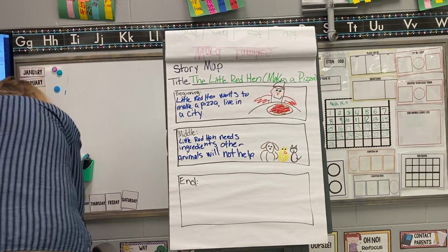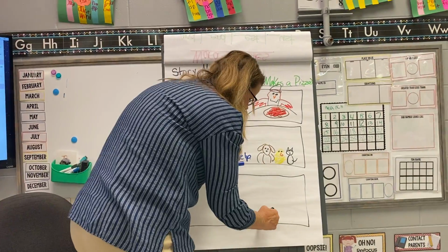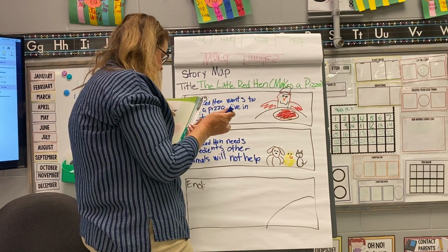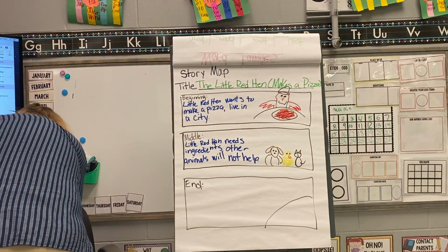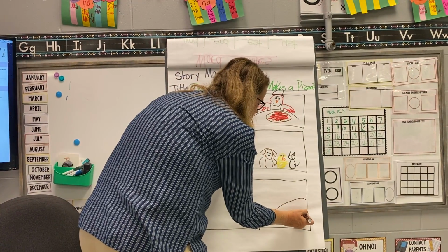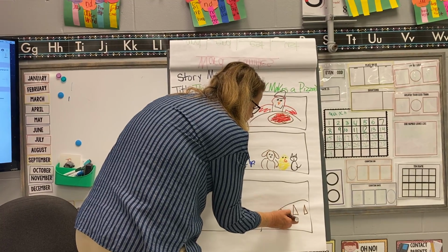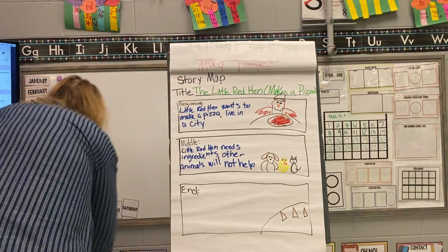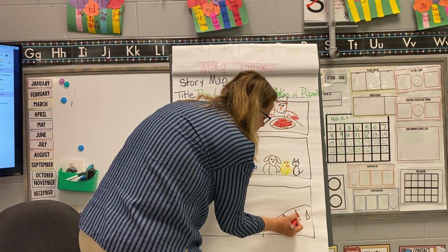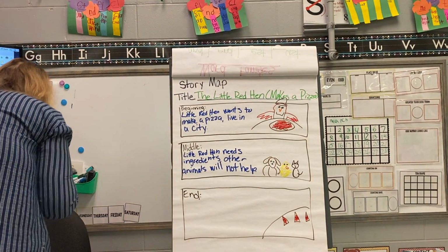Then what happens at the end? Do you remember what happens at the end? No one would help her, "not I," they all said, but in the end, she ended up sharing her pizza with her friends. So she gave them all a slice. How many friends were there? There you go.